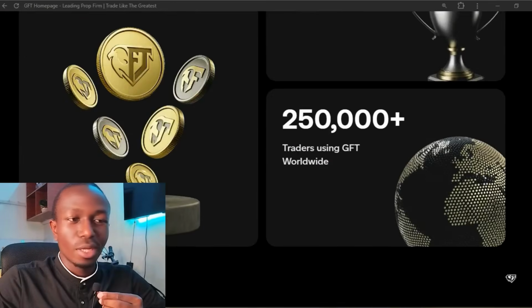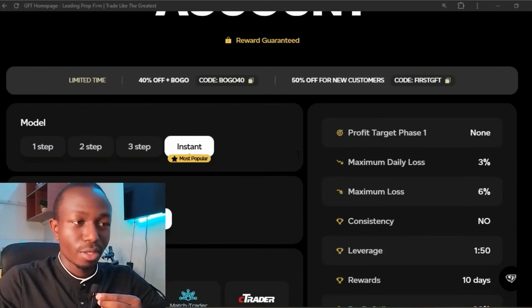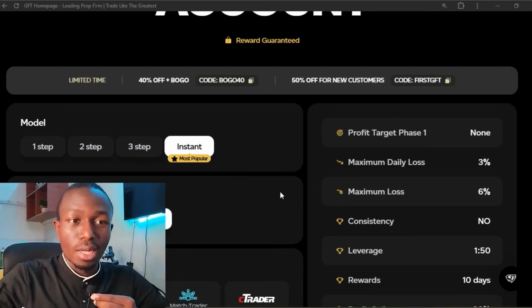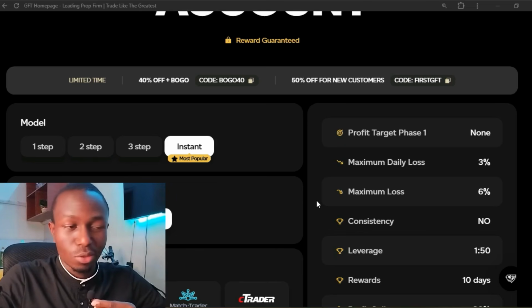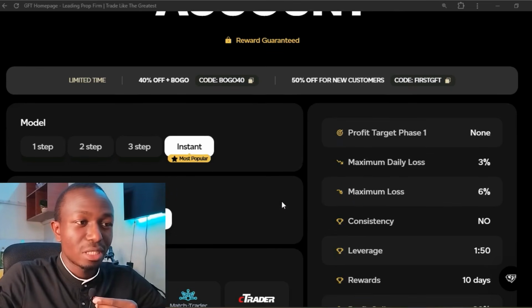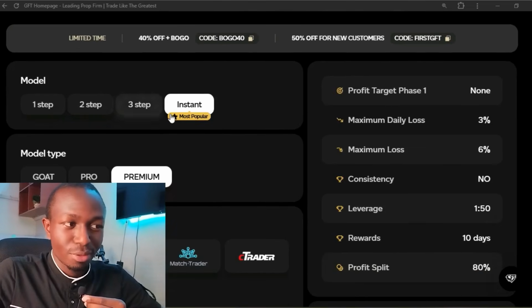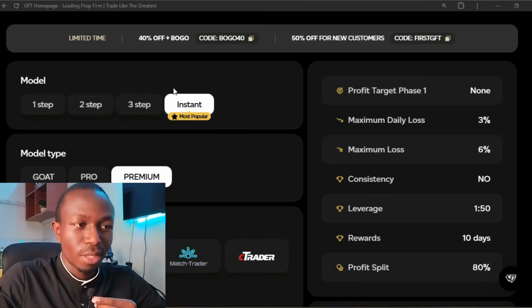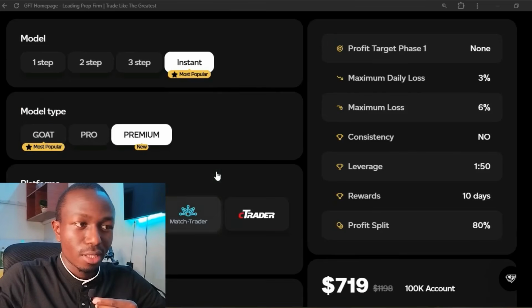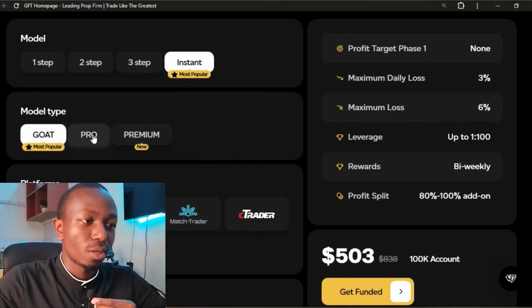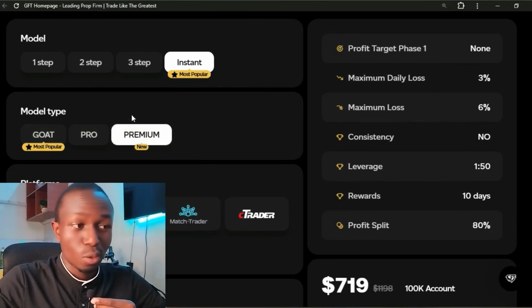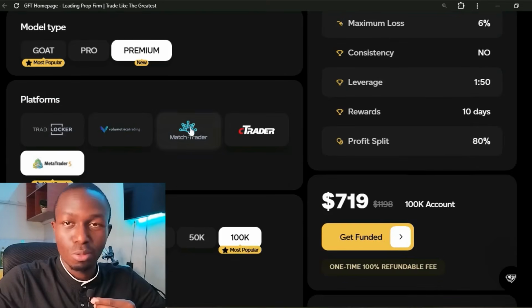All right, now let's go and check out the instant premium account, and then later on we're going to look at the account reset feature, what you can do, what you cannot do, and how it works. So first thing you notice here, there are 3 types of accounts: 1-step, 2-step, 3-step, and then the instant funded account. Now on this plan, there are 3 models. There is the GOAT, we have the Pro, and the Premium. Now today we are going to focus on the Premium, but I'm going to be comparing the two.